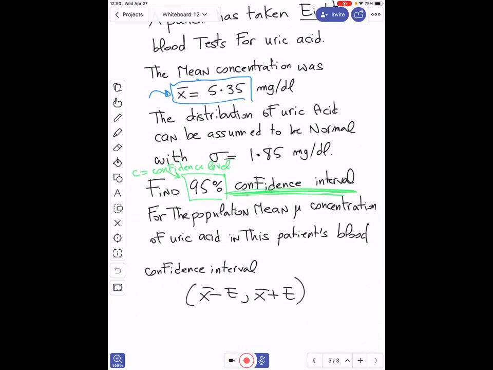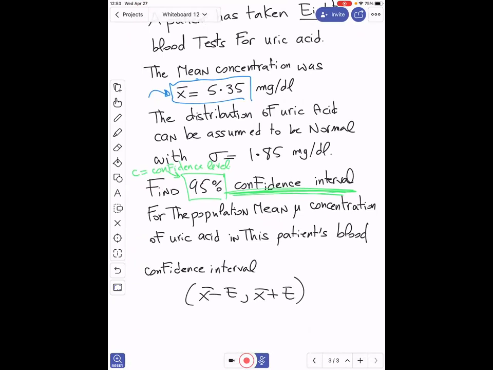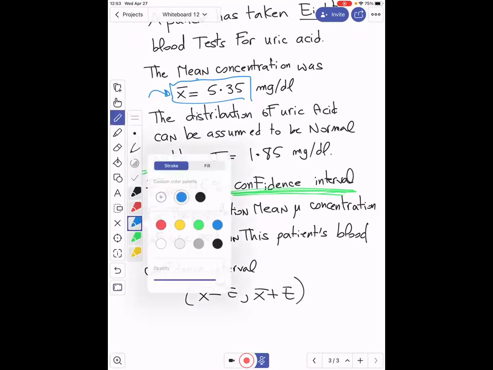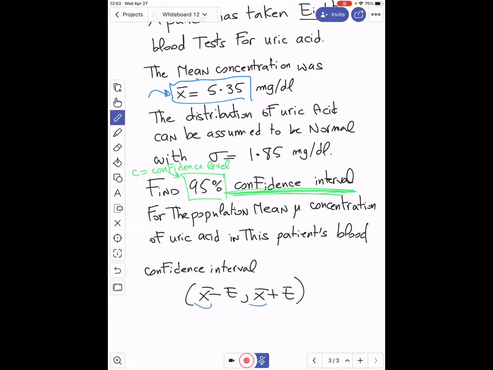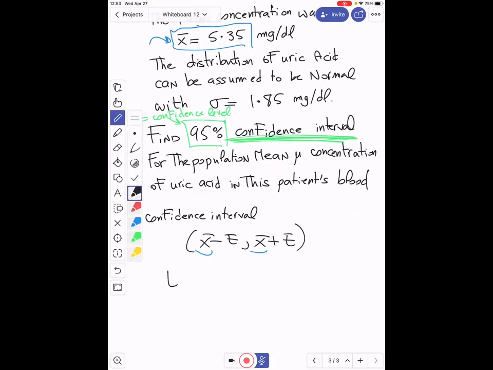We have the X bar, it's already given. So we know X bar. So this is given. All right, so again, the problem is with the E, the margin of error. So we need to find the E. Now, what would be the formula for E?